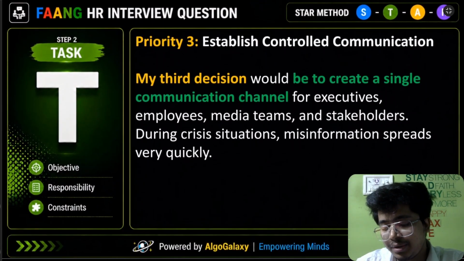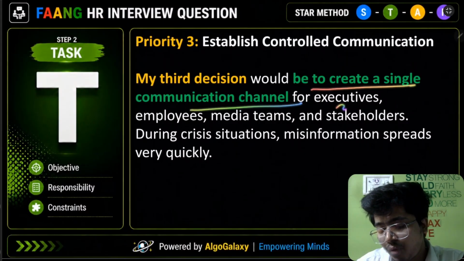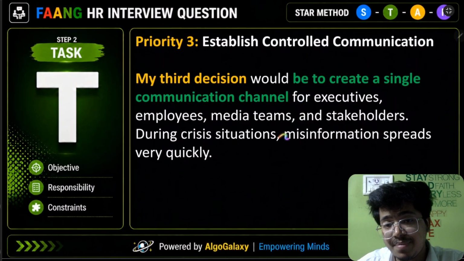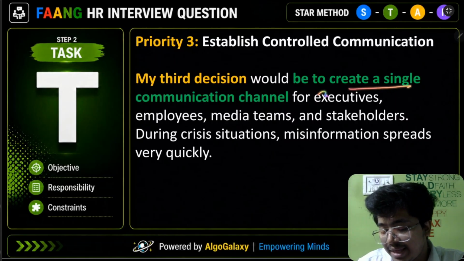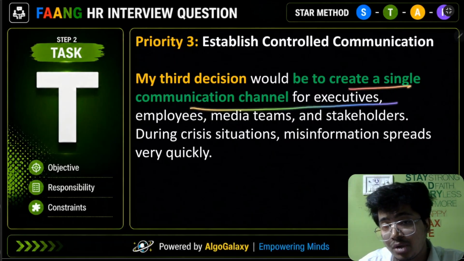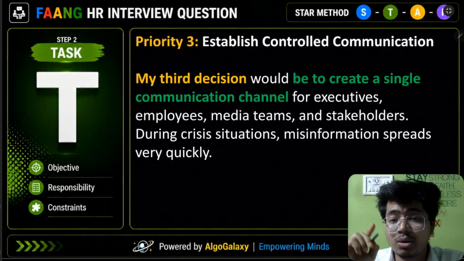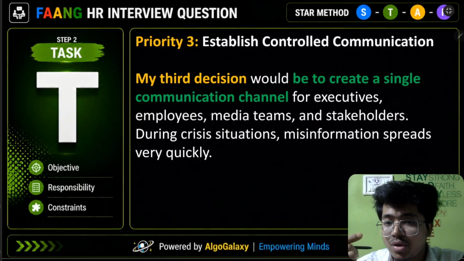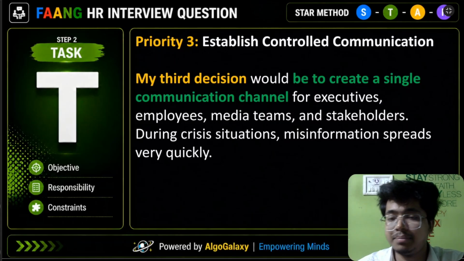that is, establishing controlled communication. My third decision would be to create a single communication channel for executives, employees, media teams and stakeholders during a crisis situation, because during a crisis misinformation spreads very quickly.